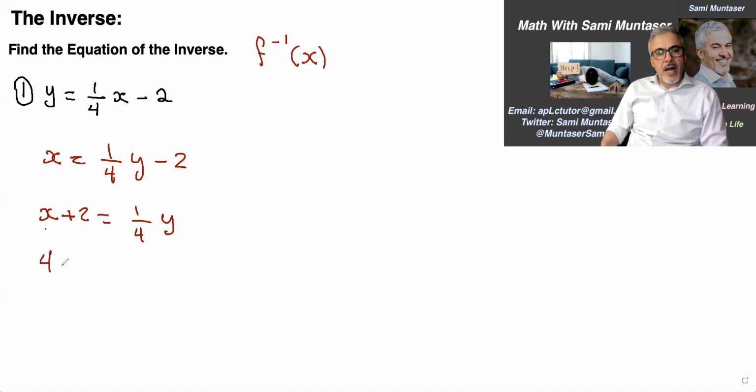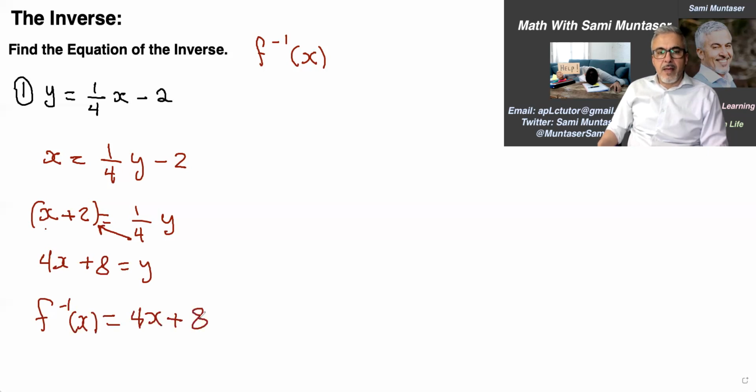So you end up with 4x plus 8. So again, cross multiplying the 4 and all of this equals y. And then we will represent the inverse as f to the -1 of x, instead of saying y, equals 4x plus 8. And this is the inverse of this equation. Okay.